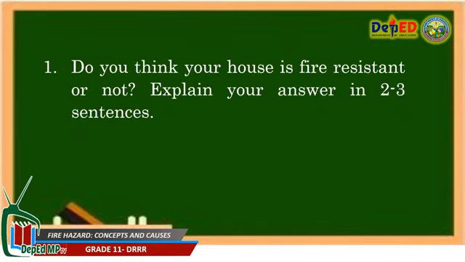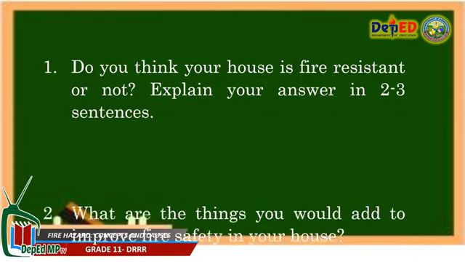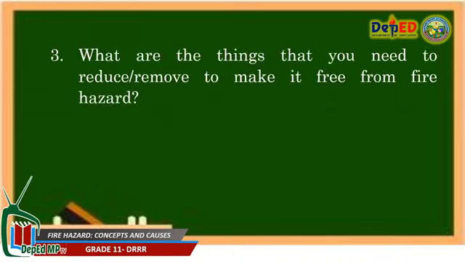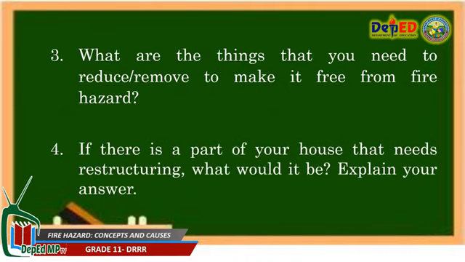1. Do you think your house is fire resistant or not? Explain your answer in 2 to 3 sentences. Number 2. What are the things you would add to improve fire safety in your house? Number 3. What are the things that you need to reduce or remove to make it free from fire hazard? Number 4. If there is a part of your house that needs restructuring, what would it be? Explain your answer. Class, bring with you your answer sheet as you tour around your house.